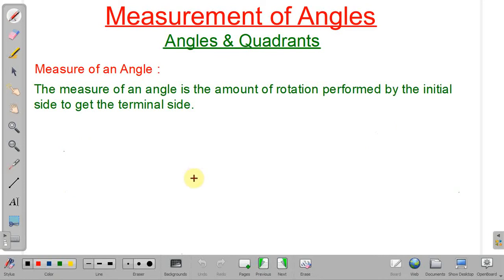Next is measurement of angle, or measure of an angle. So the measure of an angle is the amount of rotation performed by the initial side to get the terminal side.